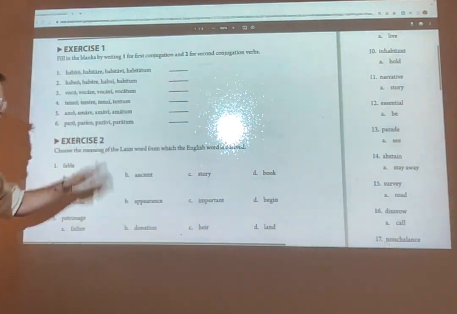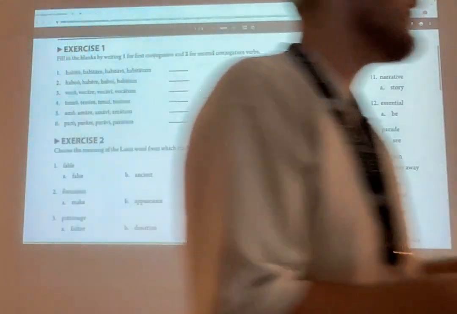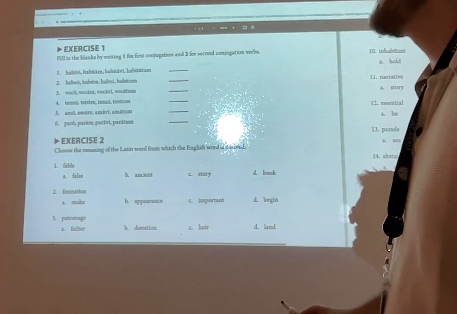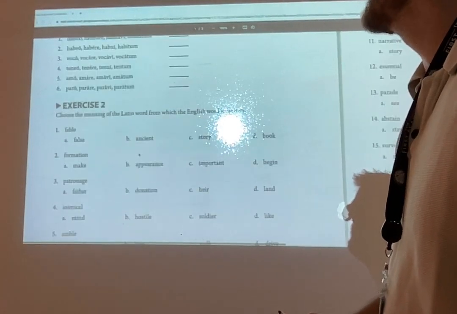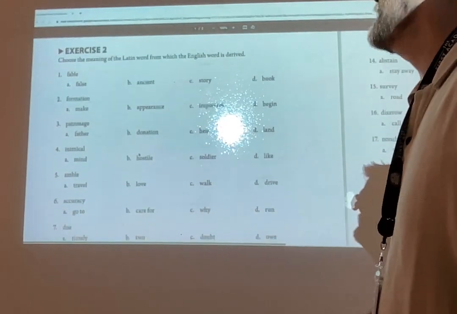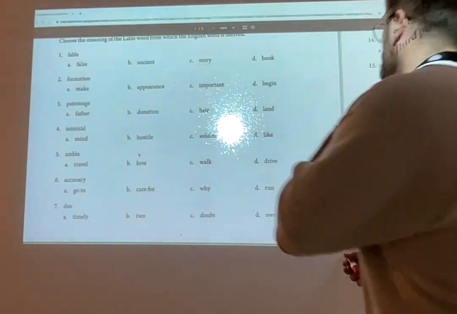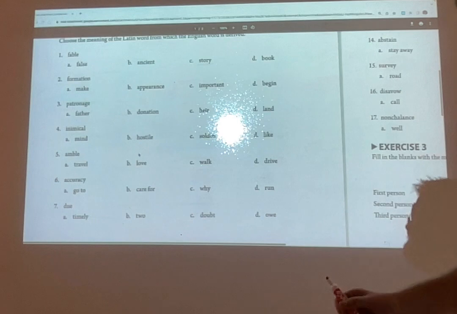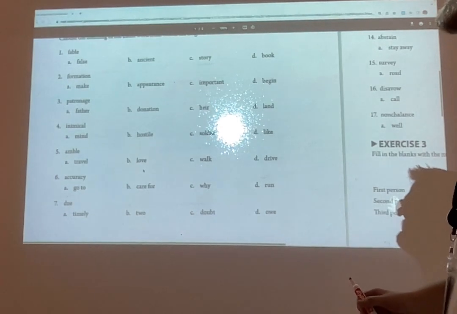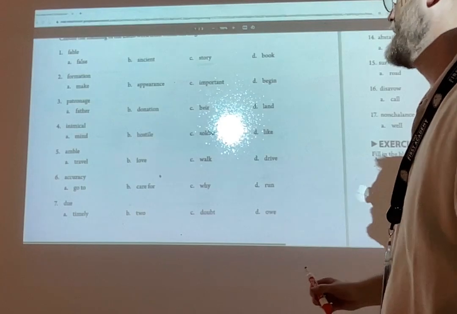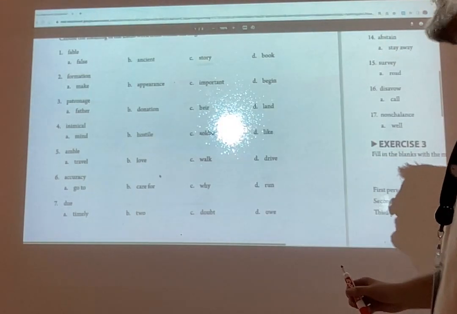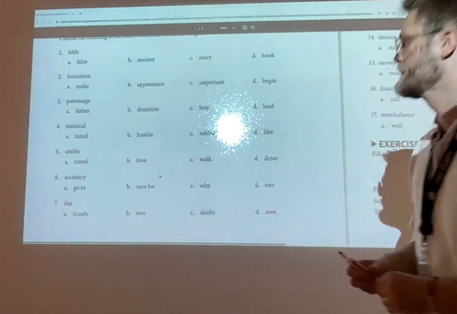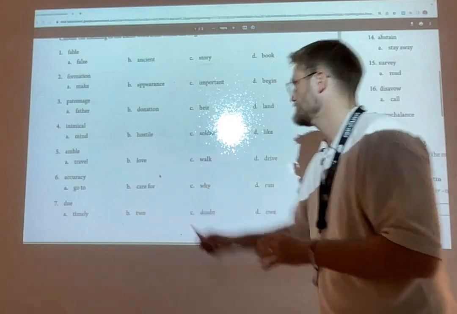I'm not going to go over these derivatives a lot. I'm just going to go ahead and say the answers. All right, so here we go. The answers for the derivatives. Number 1, the answer should be C. The one for number 2 is B. Number 3 is A. Number 4 is B. Number 5 is C. Number 6 is D. Oh, sorry, C. Number 6 is C.